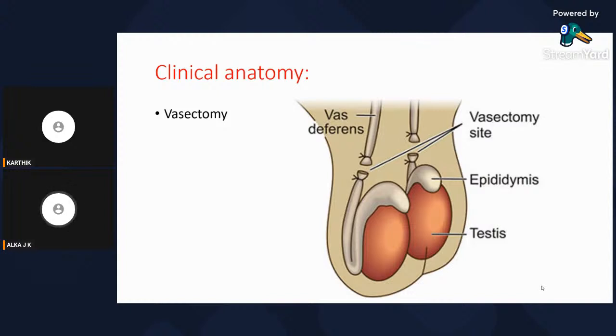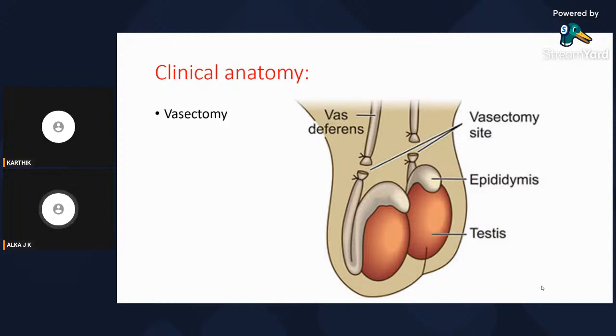It is a minor operation which is done under local anesthesia. A median incision is made on the upper part of the scrotum, just below the penis. Through this incision, both the vasa deferentia are operated on and a short segment of each is excised. The vasectomy and tubectomy procedures are the same, but compared to tubectomy, vasectomy is very easy.